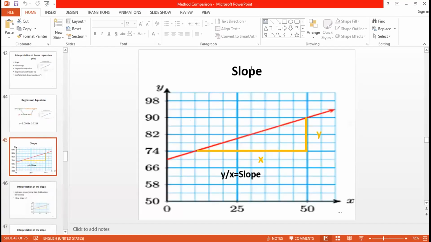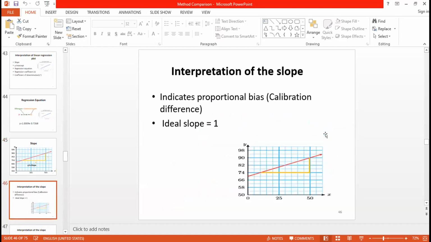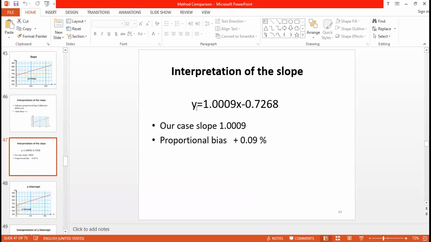So what do you mean by this slope? It is y value divided by x. In other words, when you change your x by 1 unit, how much change would be there for your y? And your slope in a linear regression indicates the proportional bias between the two methods, and it is due to the calibration difference. The ideal slope is 1. In our case, our slope was that, which means the two methods had a proportional bias of 0.09%.